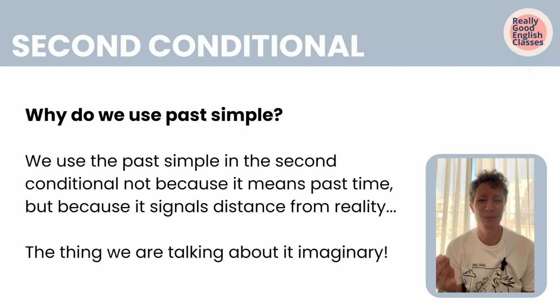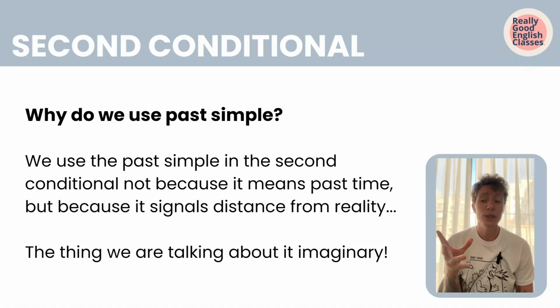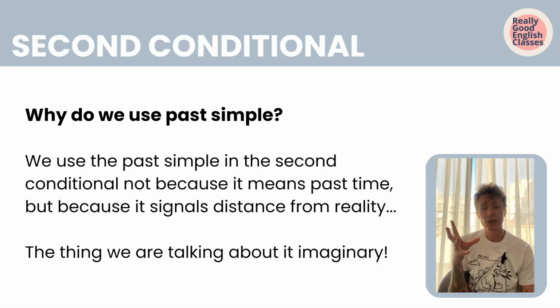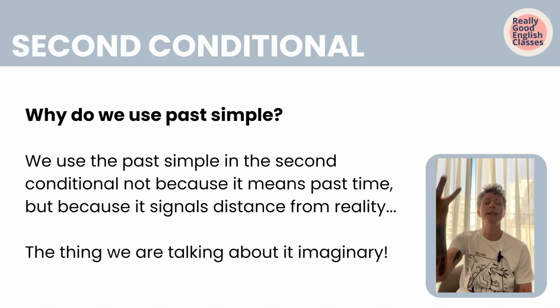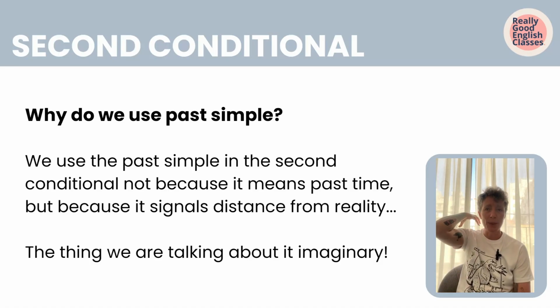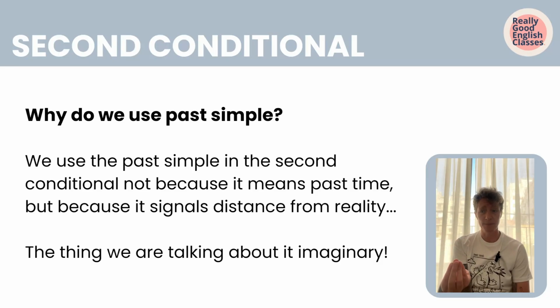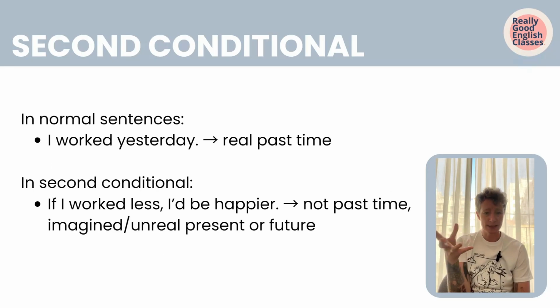Why do we use past simple? We use the past simple in the second conditional, not because we're talking about a time in the past, but because somehow it signals a distance from reality. It tells us the thing that we're talking about is imaginary. In normal sentences, I worked yesterday, real past time. With the second conditional, if I worked less, I'd be happier.